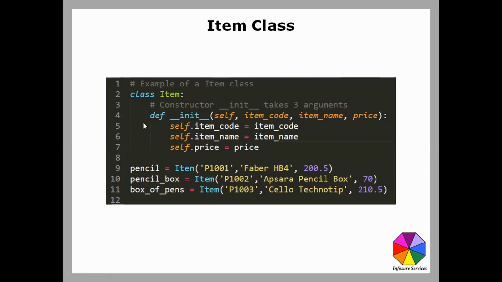Here there are 4 character spaces. This is again syntax. Class item colon. This def is to be in 4 character spaces. Below the def, the scope is 4 spaces like that. Of course, the colon at the end of the constructor.